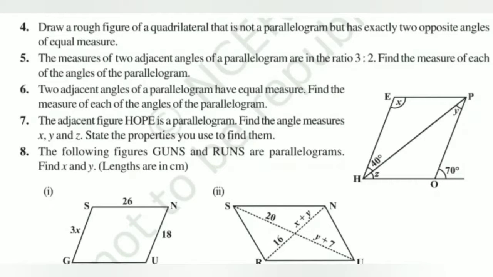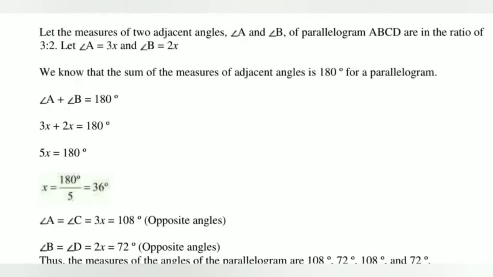Now come to the next question. Question number 5. The measure of two adjacent angles of a parallelogram are in the ratio 3:2. Find the measures of each of the angles of the parallelogram. So let the measures of two adjacent angles, angle A and angle B of parallelogram ABCD, be in the ratio of 3:2. It means angle A is equal to 3x and angle B is equal to 2x.